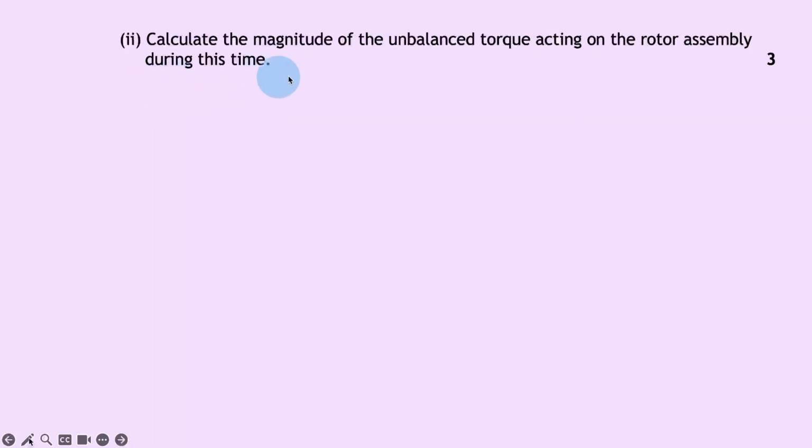B part 2 says calculate the magnitude of the unbalanced torque acting on the rotor assembly during this time, and there's 3 marks available here. So writing down what we know from the question, we're trying to find the unbalanced torque tau. We know the moment of inertia of the assembly is 5.8 times 10 to the 7 kilogram meter squared, and the angular acceleration alpha is 6.7 times 10 to the minus 3 radians per second squared, where we don't really need to use the negative here, but you can if you want to.